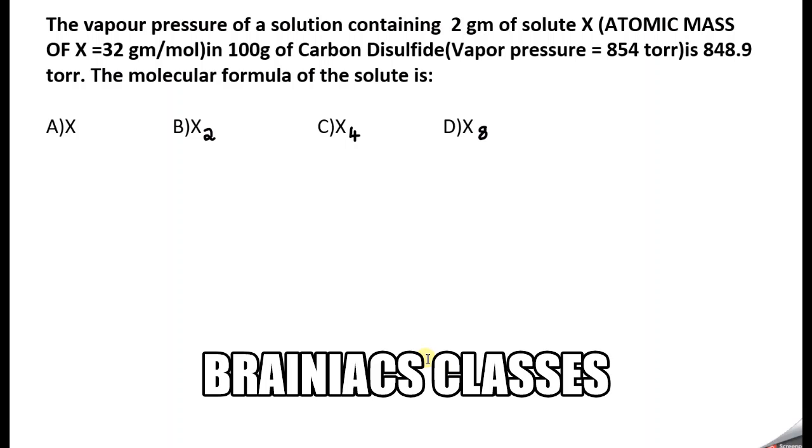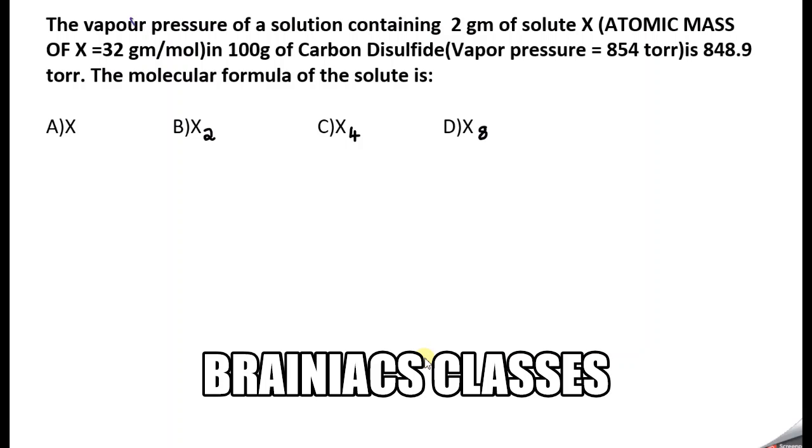We have a beautiful question in front of you from the chapter solutions. We will just see how to solve this. Okay, I will read the question. The vapor pressure of a solution containing 2 gram of solute X, given the atomic mass of X is 32 gram per mole, in 100 gram of carbon disulfide having a vapor pressure of 854 torr is 848.9 torr. The molecular formula of the solute is.